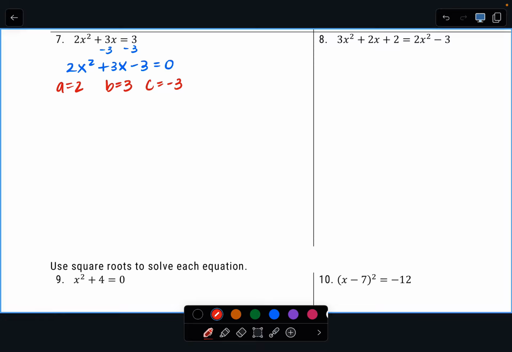I want you to take the quadratic formula, plug in A, B, and C. So try it on your own first, and then we will see what we get. Take your A, take your B, take your C, plug it into the quadratic formula.